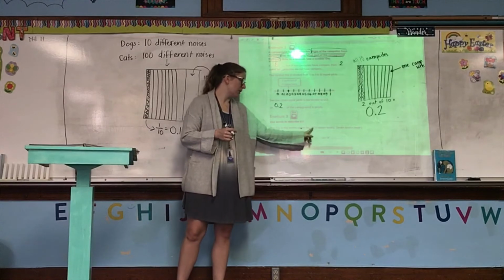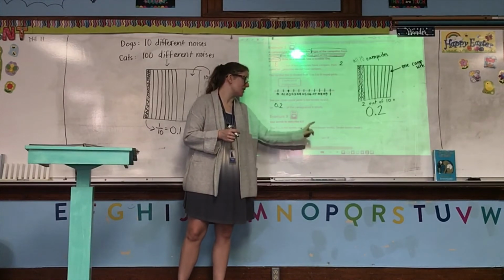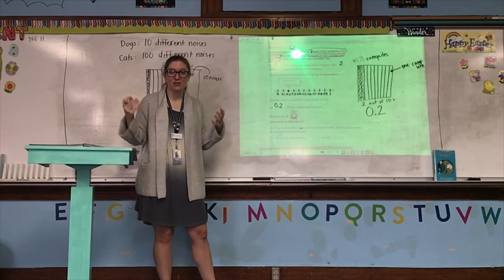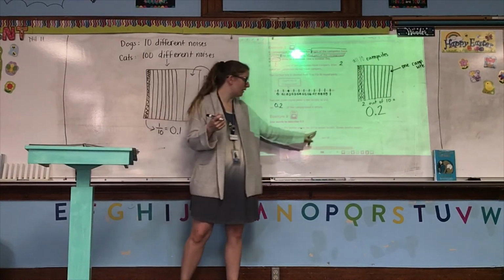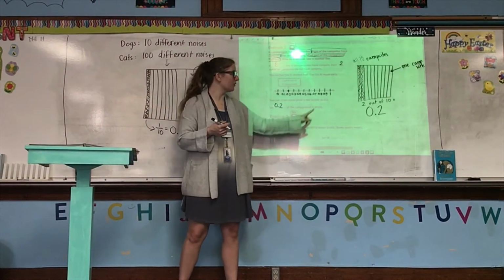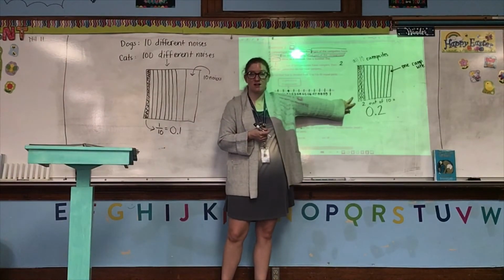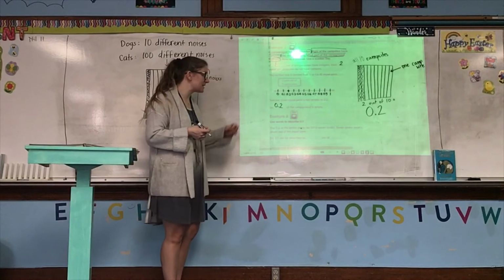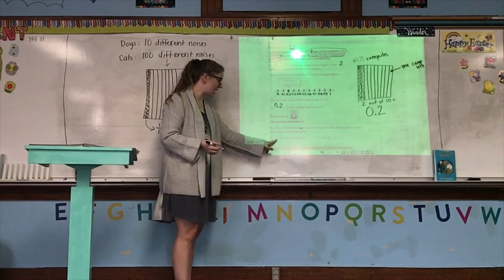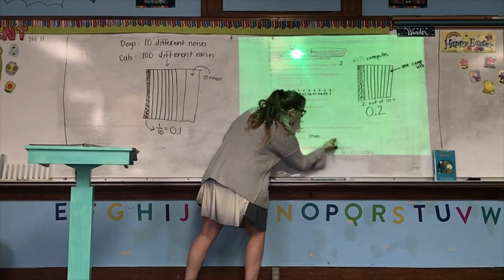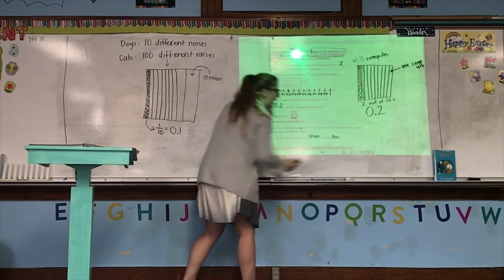So 0.7 is 7/10. 7/10 means 7 out of 10 equal parts. If we modeled 7/10 on a grid model, we would have 10 total pieces and 7 of them would be shaded. So it's the same. So 7/10 can be described as 7 out of 10.